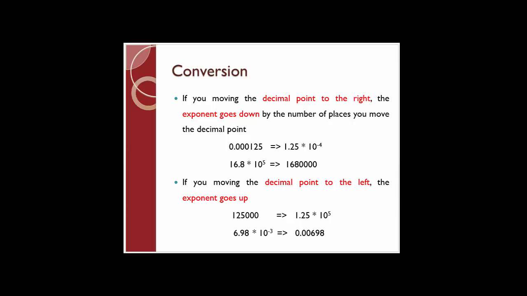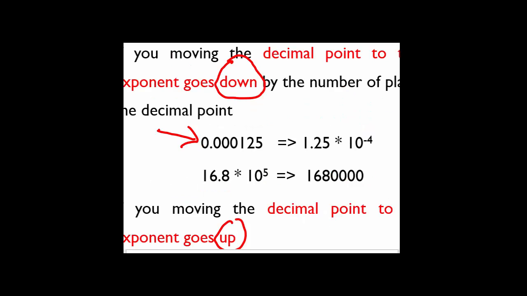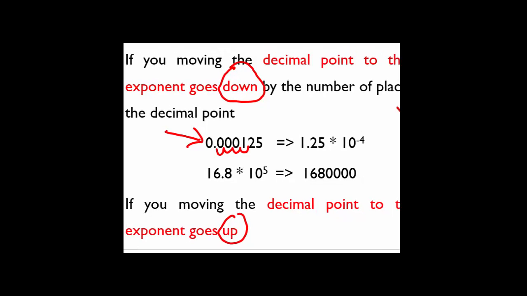So let us look at some examples. As we talked about, if you're moving the decimal point to the right, the exponent goes down. So always remember that when you're moving right, you go down, and moving left, you go up, by the number of places that you move the decimal point. In this case, if you consider the number 0.000125, again, you need to move 4 places. So that's 1, 2, 3, 4. So that will become 1.25 times 10 power -4. You move right, so that means you need to go down.